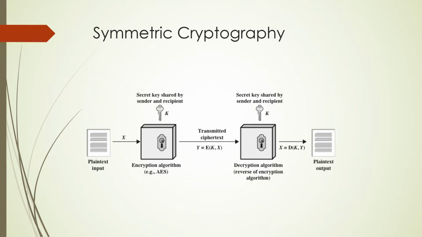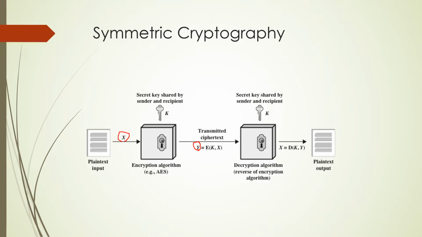So cryptography schemes are generally divided into two classes or two groups. The first group is symmetric cryptography, and the second one is asymmetric or public key cryptography. In this lecture, we only focus on symmetric cryptography or secret key cryptography. In this type of cryptography, as you can see here, the plain text, which is represented by variable x, will be converted to the ciphertext, which is represented by variable y.